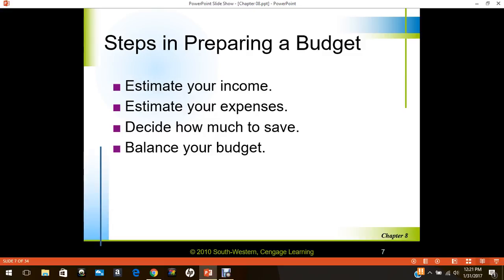And then you want to balance your budget. Now, when we talk about balancing your budget, if your expenses plus savings exceed your income, you want to make sure that you adjust your plan so they match. You also want to avoid spending more money than you make, and you also want to avoid using things like credit cards and things of that nature.